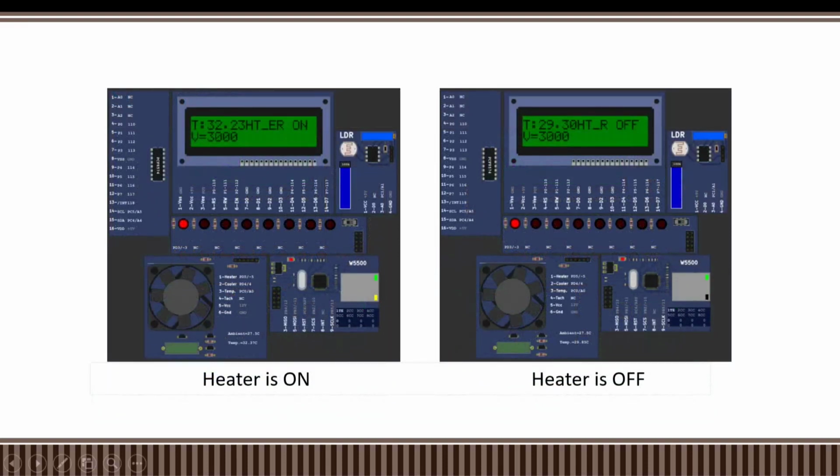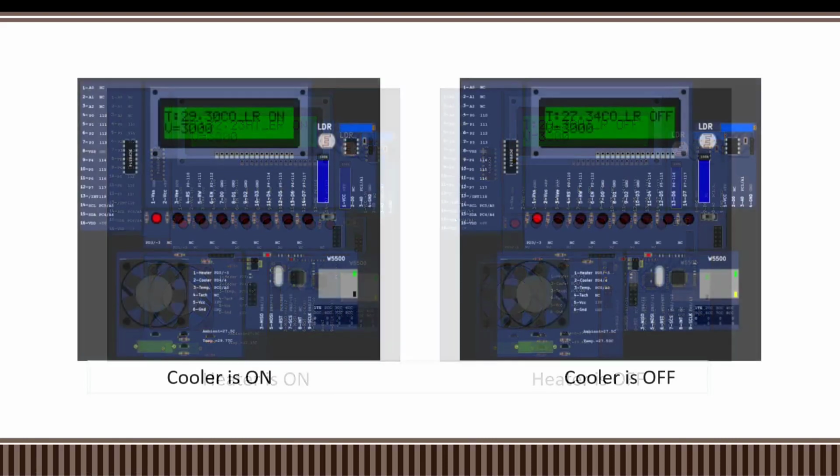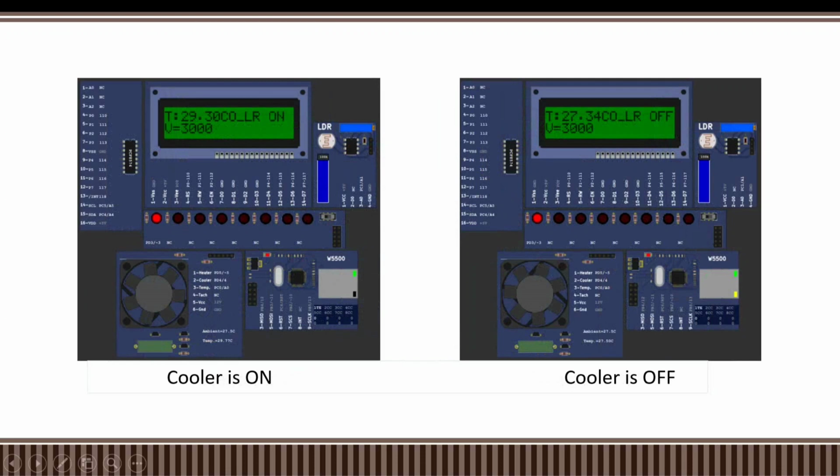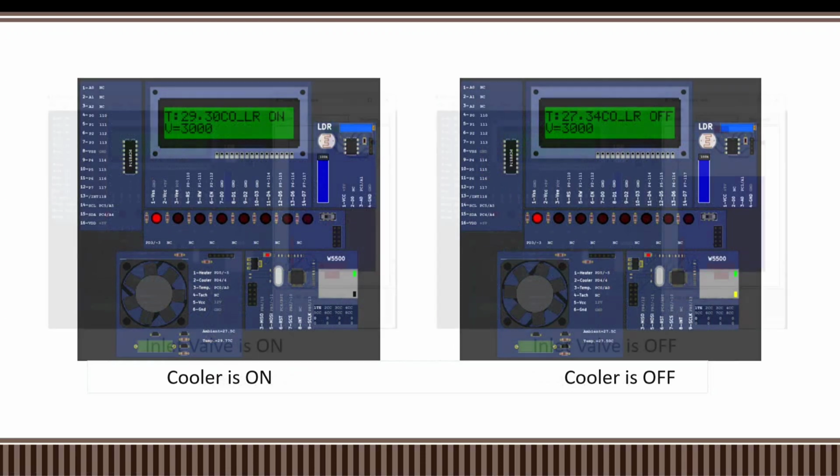So this screenshot indicates the heater is on, which is displayed on the LCD screen. It indicates the temperature, the volume that we will be seeing in the Blynk IoT app, particularly how it will be visible. And the screen is indicating the heater off. Similarly, we have cooler on, cooler off.